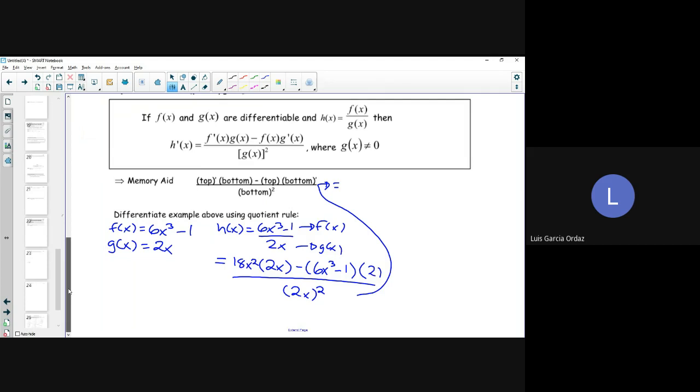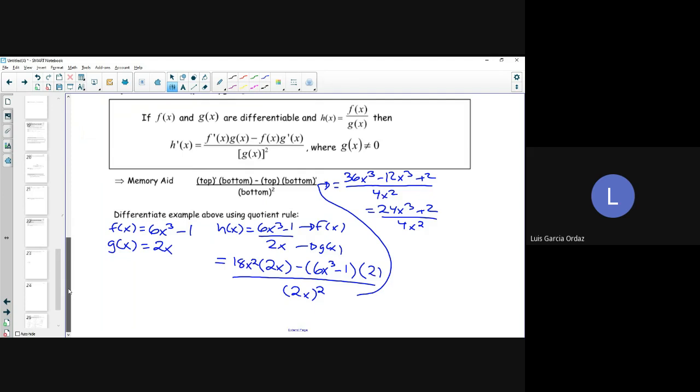Yep, so if we expand and simplify, I'm just going to expand first and then simplify after. So I got 36x cubed minus 12x cubed plus 2, and basic grade 9 exponent laws for x squared. So I got 36x cubed minus 12x cubed, which is 24x cubed, plus 2, all over 4x squared.